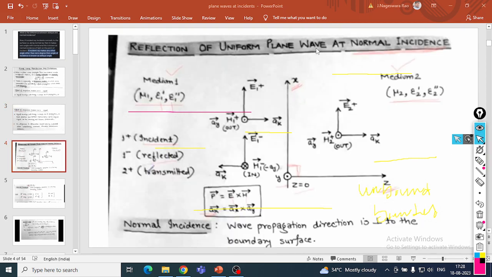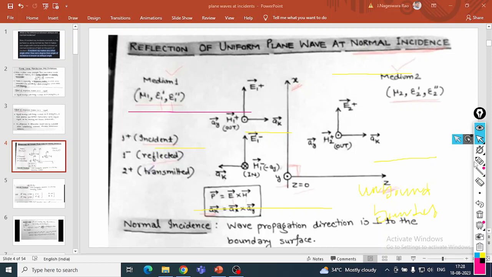Then, reflection of uniform plane waves at normal incidence. Whenever you choose normal incidence, the angle between the incident and transmitted wave is 0. If you observe, this is the geometry. Here you have two axes visible. One axis is not visible, that is the y axis. Here you have the x axis and the z axis.